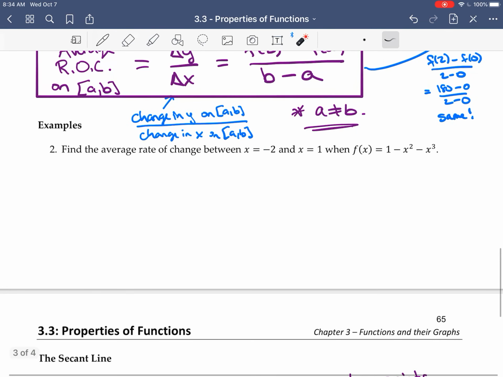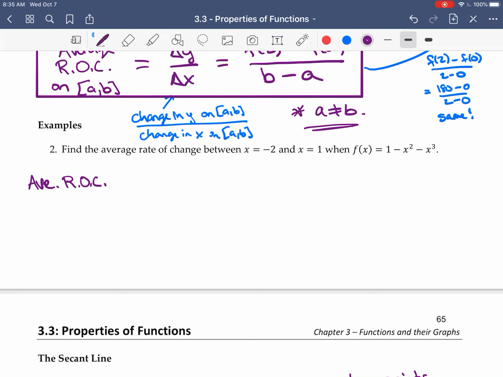Okay, so let's just do an example. If I wanted to find the average rate of change between x equals negative 2 and 1 when I have this function, what we're looking for is the average rate of change on the interval from negative 2 to 1. So that's going to be f of 1 minus f of negative 2 over 1 minus negative 2.